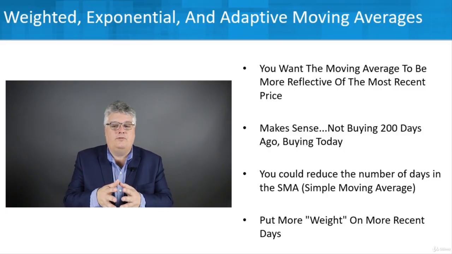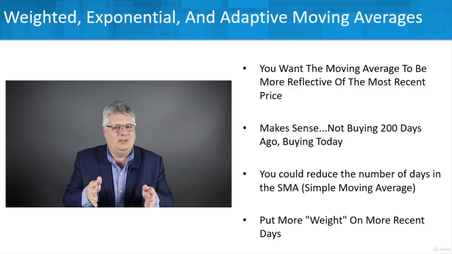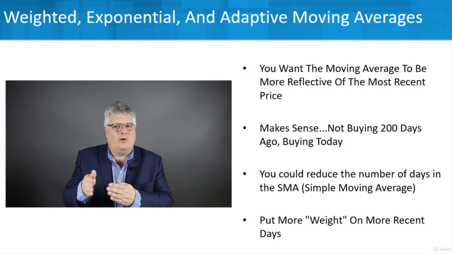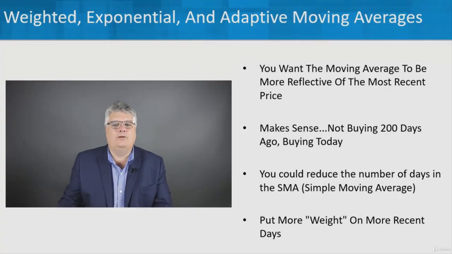One is you could just reduce the number of days in the simple moving average. A 10-day simple moving average gives more weight to each day, 1/10, versus, let's say, a 50-day moving average where it's 1/50th. So you'd have more weight towards that more recent pricing. But you can also use moving averages that intentionally put more weight on more recent days. That's what we're going to talk about here, moving averages that you can choose to use if you want to put more weight on recent prices, which makes sense.